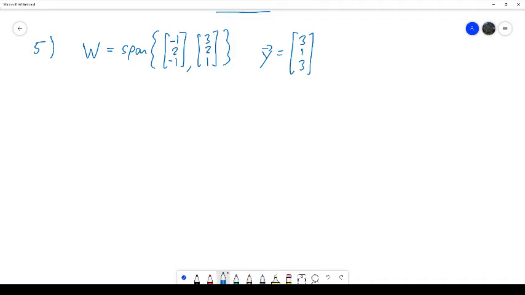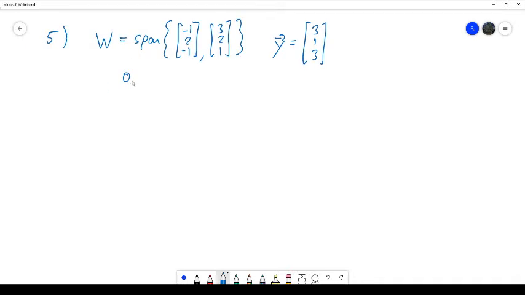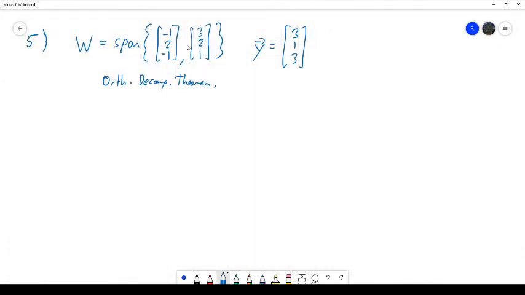So to find our y hat vector, the first thing we need to do is, we're using the orthogonal decomposition theorem. And this theorem requires that whatever vectors we're using as the basis to the subspace, these vectors have to be orthogonal.